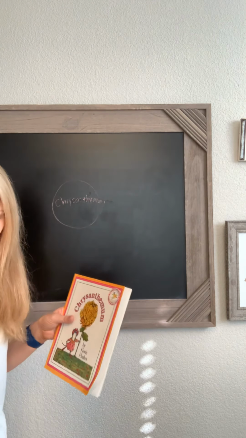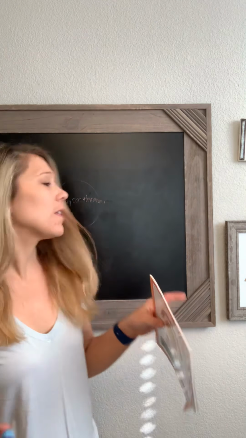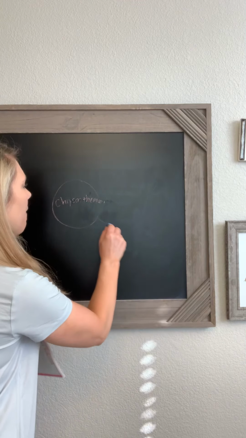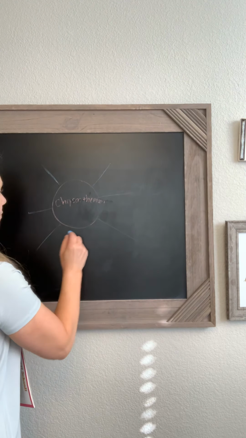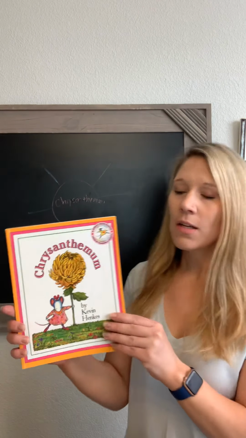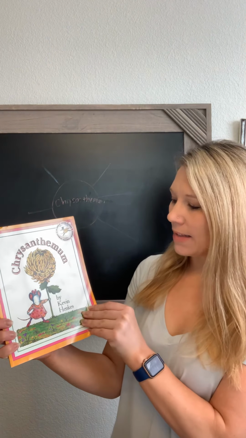Ooh, it's a long name. And then coming out from our center circle, we're going to have descriptions of Chrysanthemum. We're going to look at ways to describe maybe her physical characteristics, or maybe her internal characteristics. Who is she? How would you describe her character inside and outside? Okay, so Chrysanthemum by Kevin Henkes.